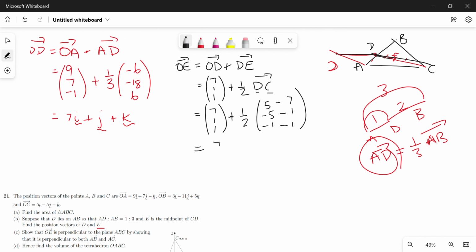We've got 7, 1, 1, and we're adding 5 minus 7 is minus 2, half of that is minus 1. 5 minus 1 is minus 6, half of that is minus 3. Minus 1, minus 2, half of that is minus 1. Put that all together. 7 minus 1, so we've got 6 i's. 1 minus 3, minus 2 j's, and then 1 minus 1, so no k's. So the position vector of E is 6i minus 2j.